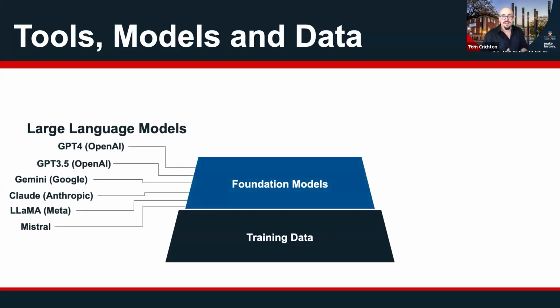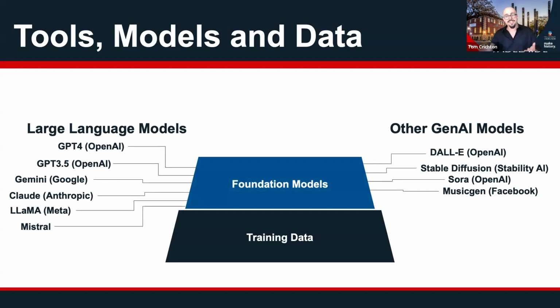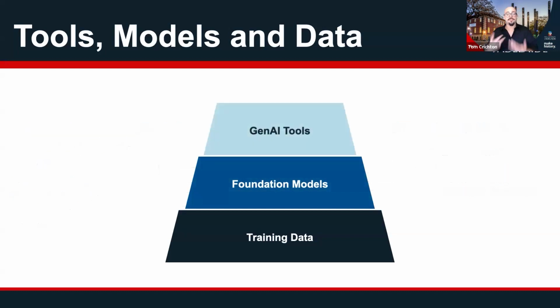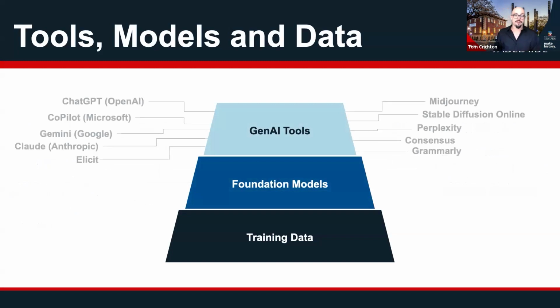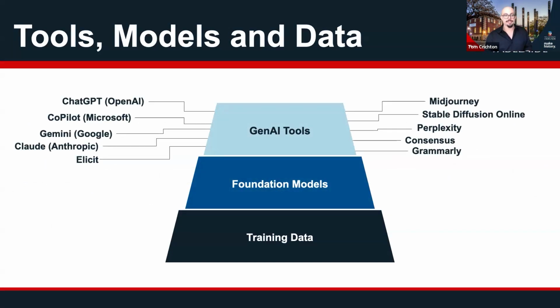An example of that is the large language models we've looked at, like OpenAI's suite of GPT models, and other Gen AI models that can generate images, music or video. These are the foundation models that learn how to do a particular task through training. Sitting on top of the foundation models are the tools that you interact with, things like ChatGPT, Microsoft Copilot or Google Gemini. All these different tools sit on top of a foundation model.